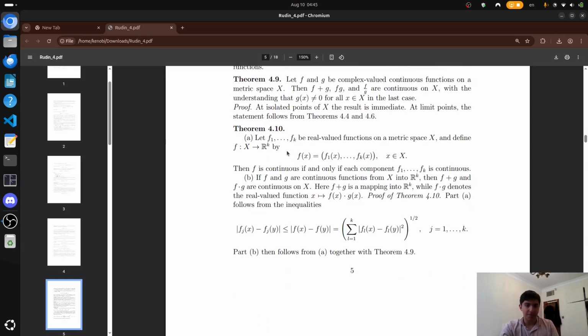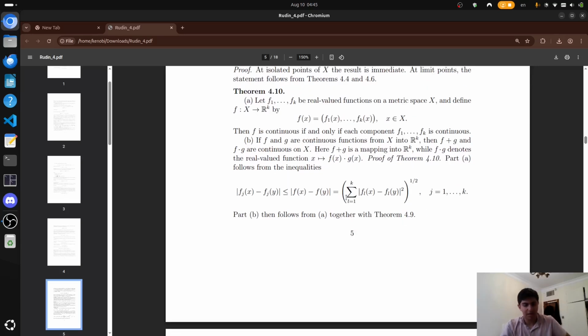Now I have the following theorem. Let f1 to fk be real valued functions on a metric space X, and define f from X to Rk as the following. Then f is continuous if and only if each component f1, ..., fk is continuous. And (b), if f and g are continuous functions from X into Rk, then f plus g and f dot g are continuous on X. Here f plus g is a mapping into Rk, while f dot g is a real valued function, x to f of x dot g of x.